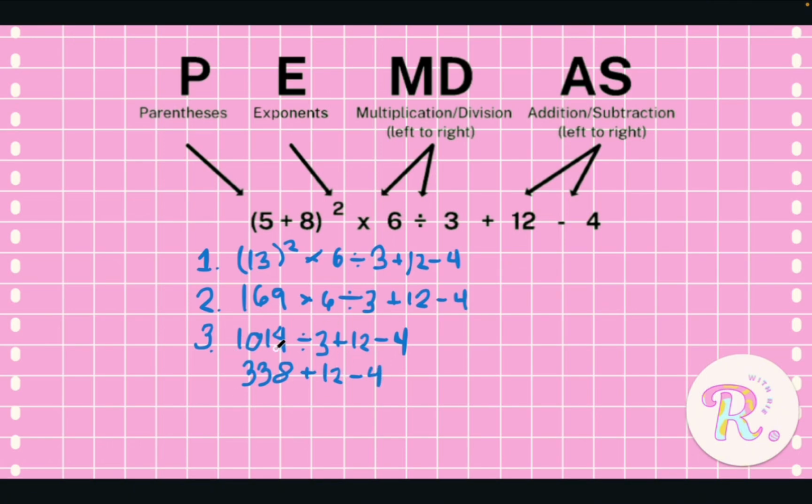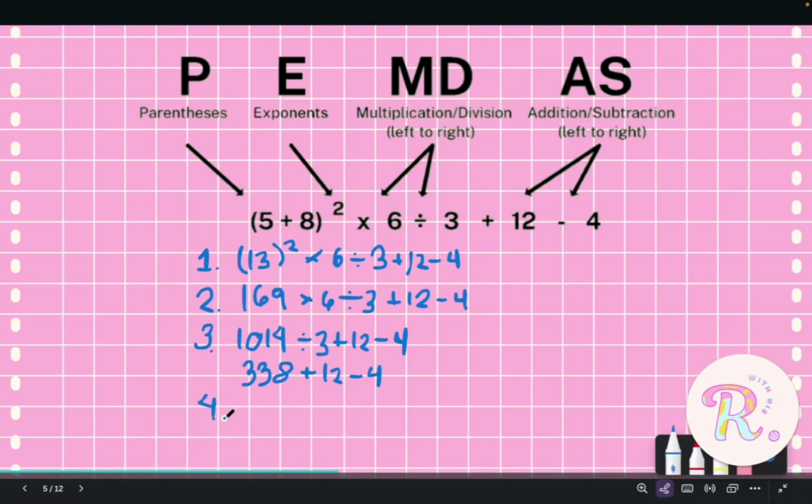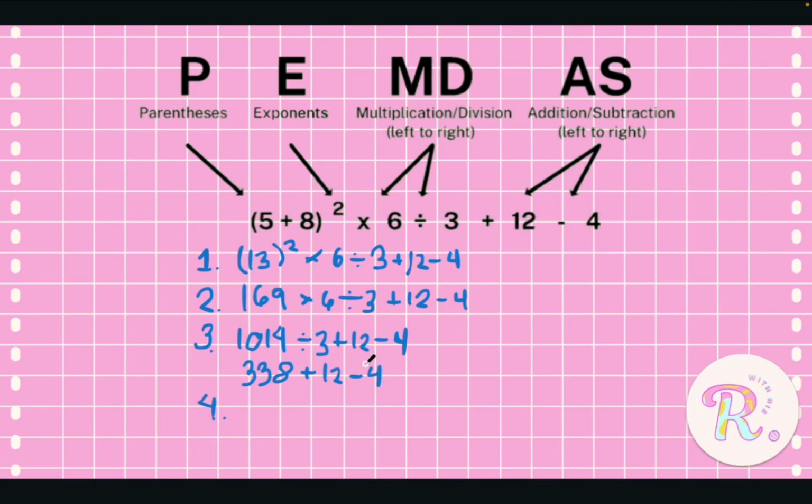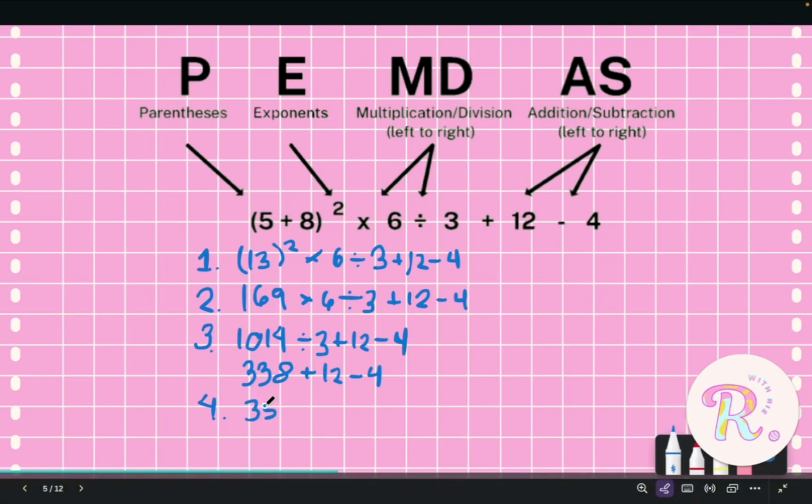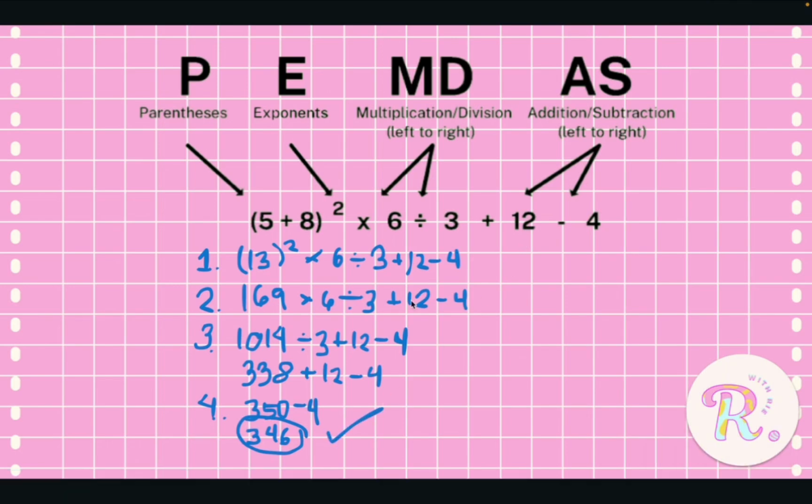Now, we're all done with the multiplication and division. That means we're up to step 4. We go ahead and add or subtract from left to right, whichever goes first. In this case, we'll add. So 338 plus 12, that's 350. Okay. And then minus 4. 350 minus 4, that is your 346. And that is already our final answer. Let's go ahead and practice some more examples.